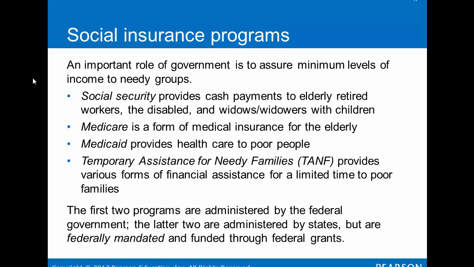The first two are administered by the federal government, which is Social Security and Medicare. The latter two are administered by states, but federally mandated and funded through state grants. Remember, we saw that flow through of federal grants to the state level. That covers Medicaid and temporary assistance, which is also known as SNAP or food stamps or something in that realm. Medicaid is the health insurance in Massachusetts, talked about as Mass Health.